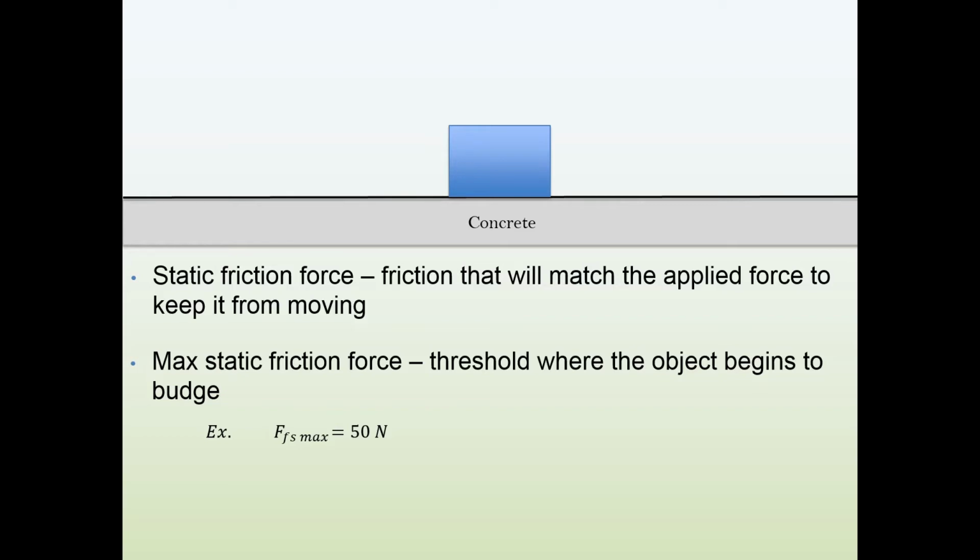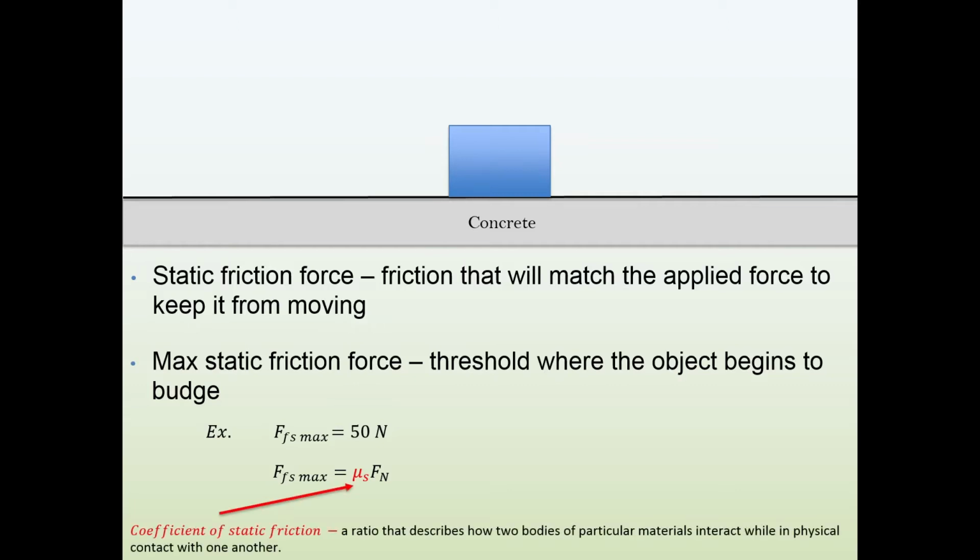Lastly, to calculate the maximum static friction force, it's the coefficient of static friction times the normal force. The coefficient of friction is a ratio that describes how two bodies of particular materials interact while in physical contact with one another.